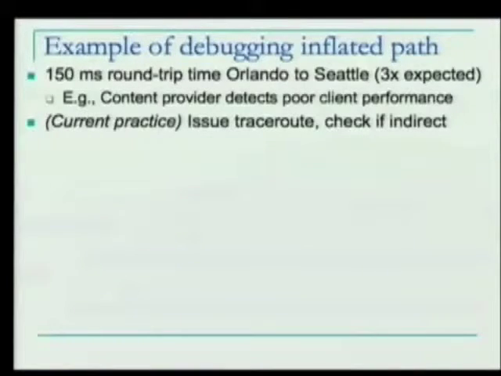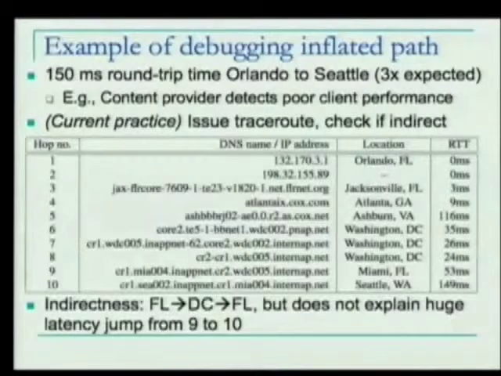So with current practices, you might issue a traceroute towards the destination and check and see if it's indirect. So that's what I did to start. And hopefully you can see the traceroute starts in Florida, it goes up to DC, and then it comes back down to Florida before continuing across the country to Washington. So that big detour up through DC wastes about 50 milliseconds, and that explains some of the latency inflation that we see.